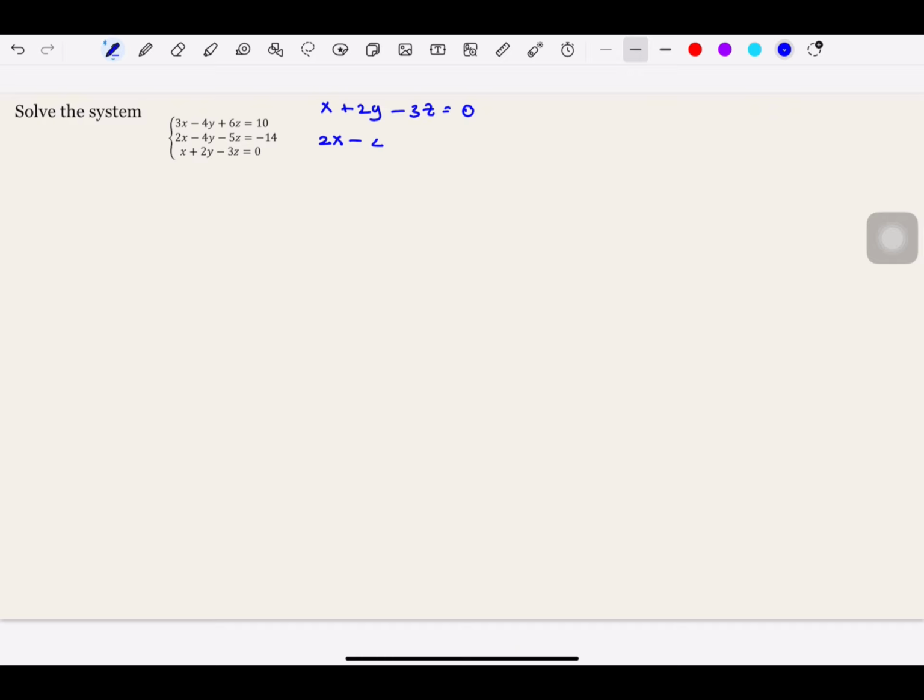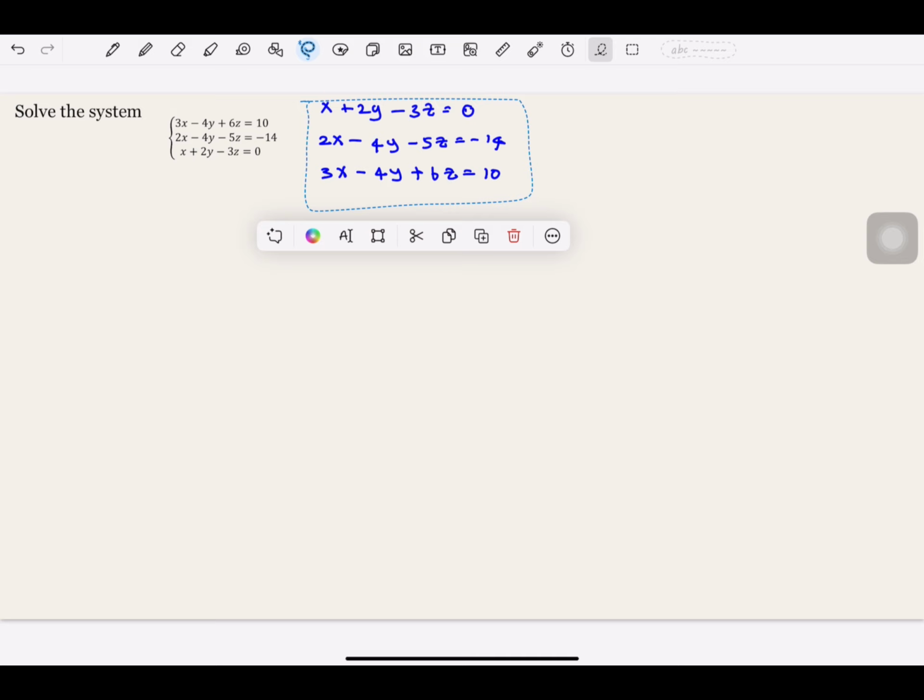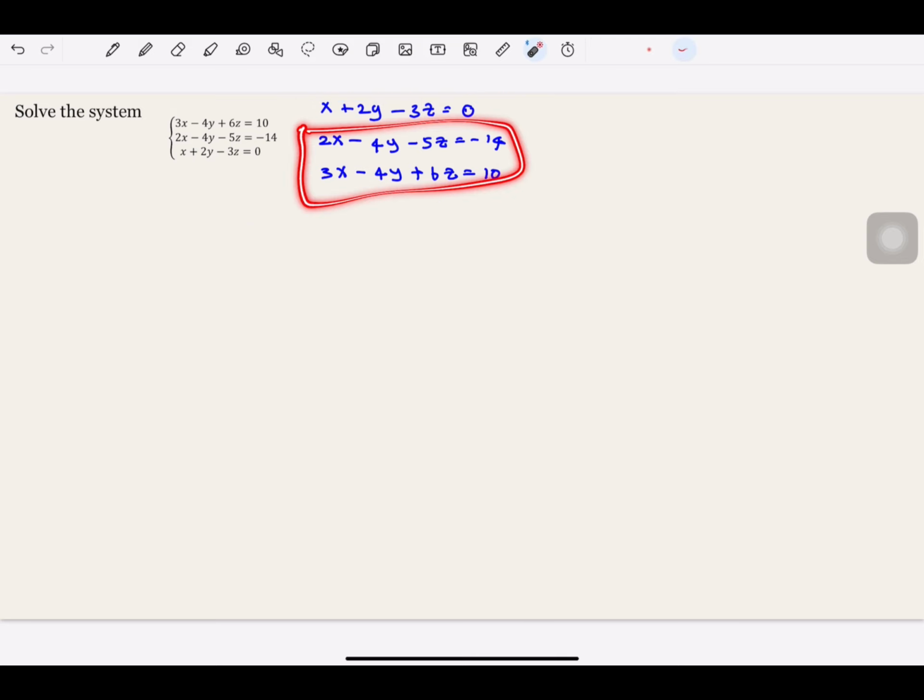4y minus 5z equals negative 14. And the third equation is going to be 3x minus 4y plus 6z equals 10. Okay, I'm going to copy this down. Okay, so now what you have to do is eliminate the x variable in the second and third equation. To do that, you have to multiply the first equation by a multiplier that makes this positive 2 disappear. To do that, you have to multiply the first equation by negative 2.